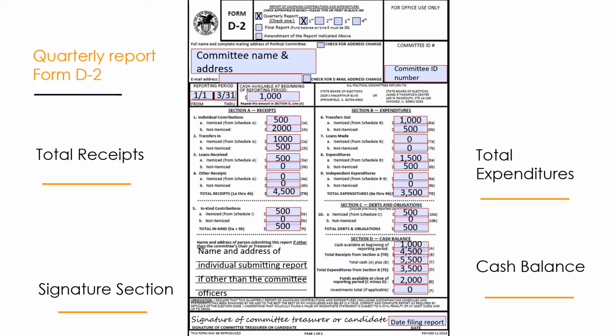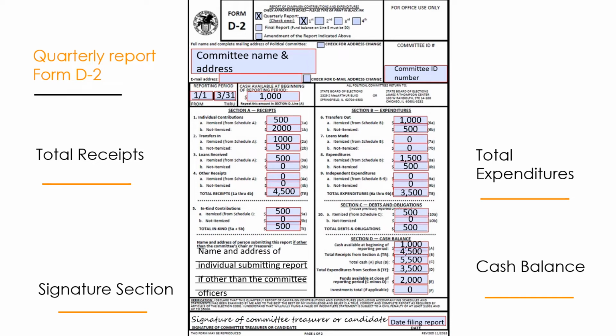Then enter the quarterly period date and the amount the committee had at the beginning of that period. The beginning amount should be the same amount reported at the close of the previous reporting period. Or if the D2 is your first quarterly report, the amount of funds available indicated on your D1. In this example, the quarterly report covers January 1st through March 31st, and the committee has started the quarter with $1,000. Next, Section A will be where you input all of your receipt totals.